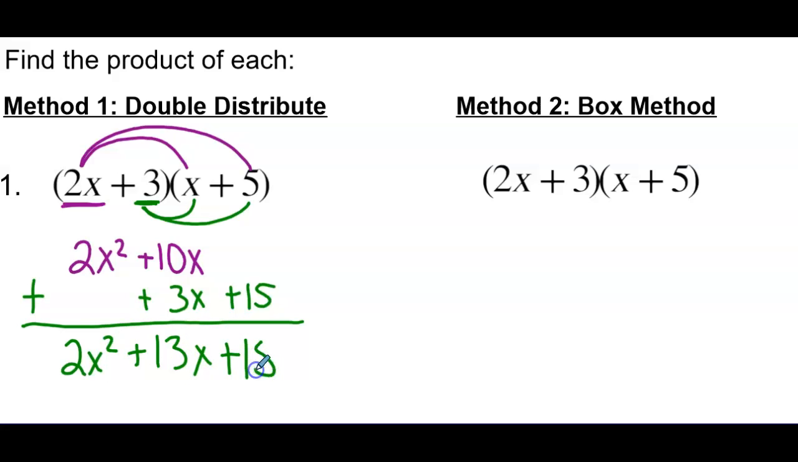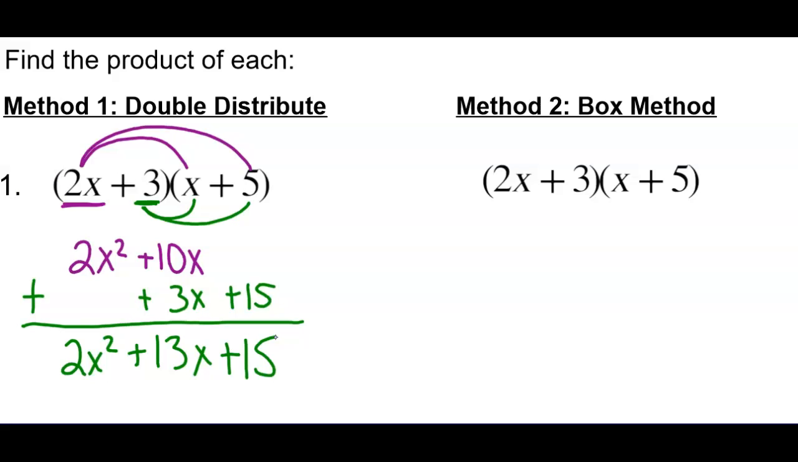So that is how we double distribute, and you may do either one. So again, we have two terms. We've got our 2x and we've got our 3, and we distributed both of those to x plus 5. Make sure that you do your multiplication to both terms. Here's another way to do this.